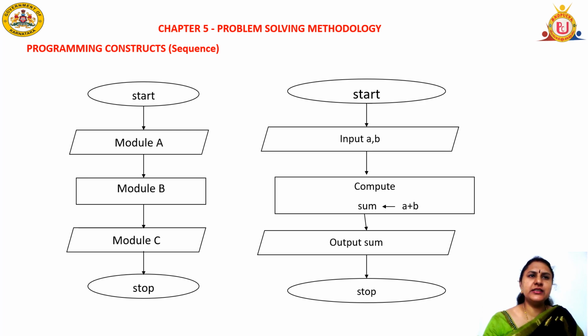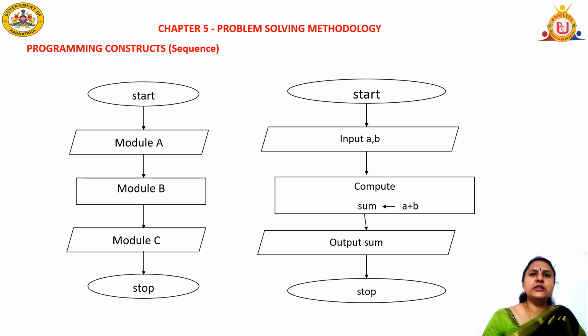Students, let us discuss one programming example for sequential construct. First one is start, represented in an oval symbol. Module A, one input activity, in a parallelogram. Module B, that is a processing activity, in a rectangle. Module C, the displaying activity, that is output, using a parallelogram. Last one is stop. So in this example, there is one entry using start and one exit using stop.